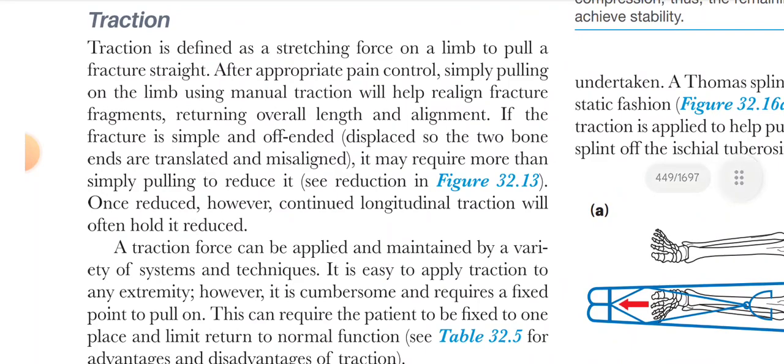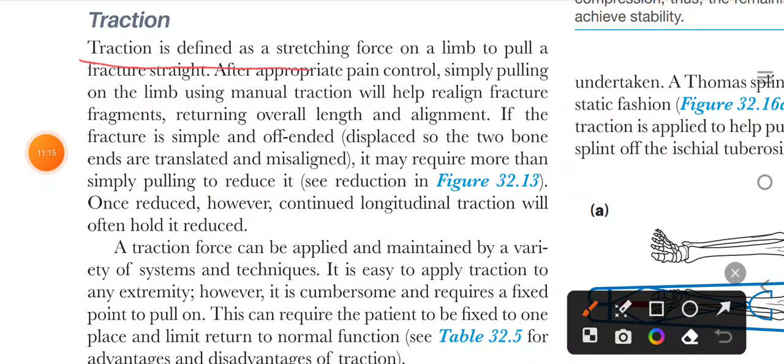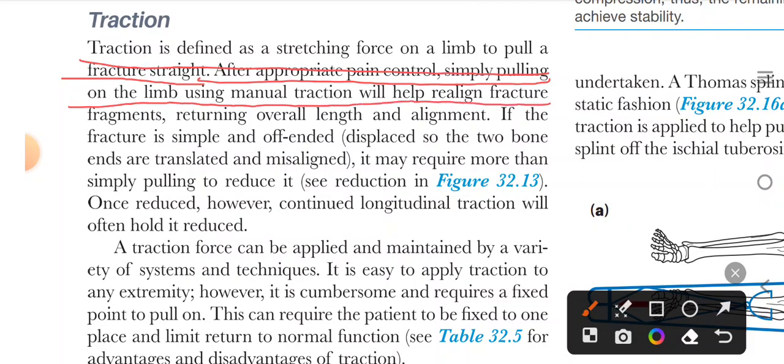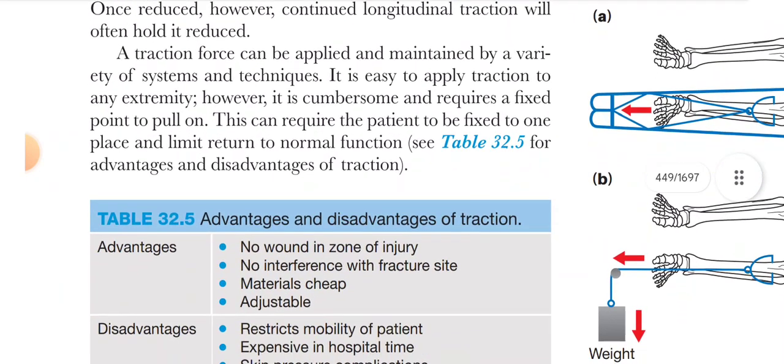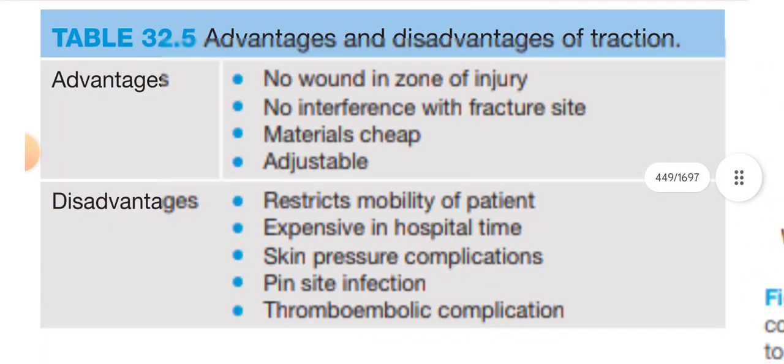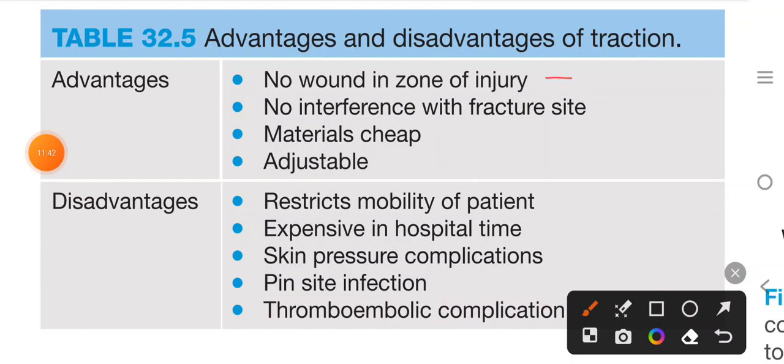Coming to traction, traction is defined as the stretching force on a limb to pull a fracture straight. After appropriate pain control, simply pulling on the limb using manual traction will help realign fracture fragments, returning overall length and alignment. The advantages of traction are more or less the same as for POP cast, including no wound in the zone of injury, no interference with fracture site, cheap and adjustable material. Traction can be static or dynamic, can be skin traction or skeletal traction.